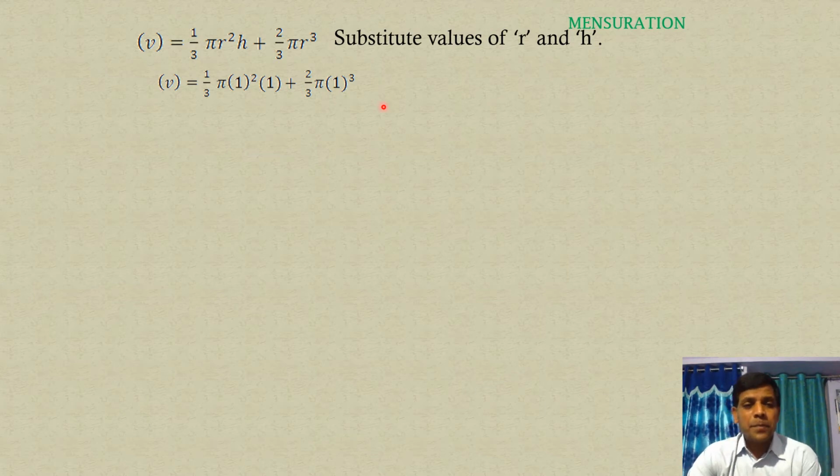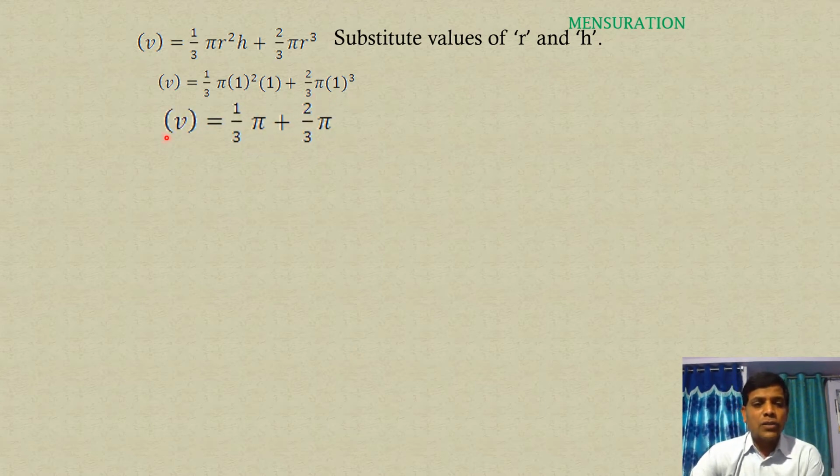Write down the next step. Here 1 by 3 into pi, 1 square means 1, 1 into 1, 1. Plus 2 by 3 into pi into 1 cube means 1. So v equals 1 by 3 into pi. 1 square means 1, 1 into 1, 1. The product of 1 into anything gives the same result. So 1 by 3 into pi into 1, we get 1 by 3 pi. Plus at the same time, 2 by 3 into pi into 1 cube, we get 2 by 3 pi.